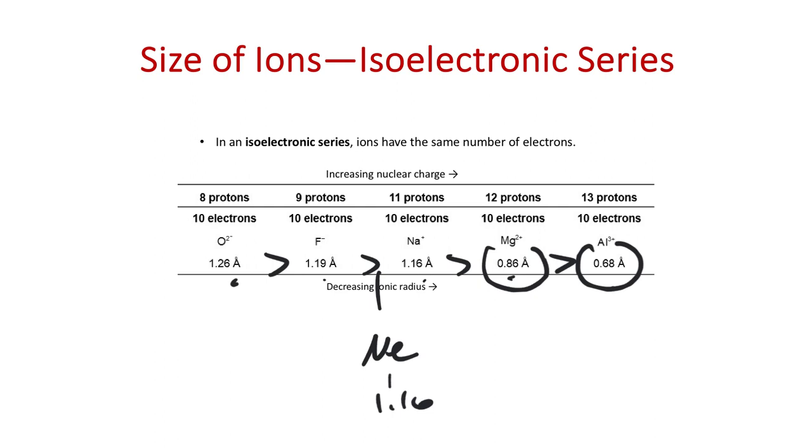Not entirely sure why it wouldn't have been. It would be perfect if it were like 1.17 or 1.18, but it could be some rounding errors here too. But you can kind of see that neon's falling right in the middle where we would probably expect it, between sodium plus and fluoride, because it has now just 10 protons.